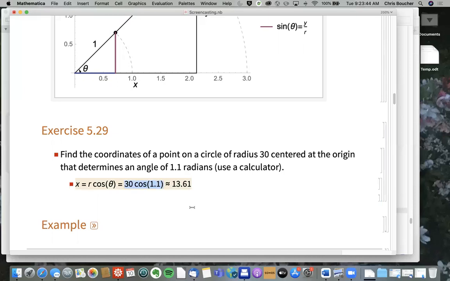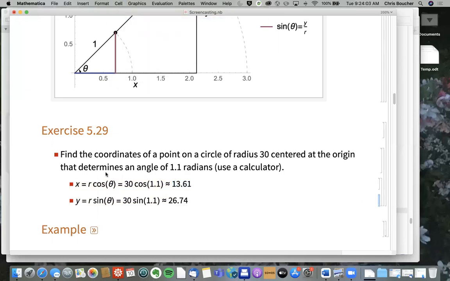And I'll take this opportunity to point out that your calculator surely has a cosine and a sine button. So if you have the cosine or sine of an awkward angle, not pi over 6 or pi over 4 or something like that, you can do it on your calculator. My calculator says that the x value here is 13.61. And similarly, the y value is just r sine theta. So that's 30 sine of 1.1. I can do that on my calculator, and I come out with that number.